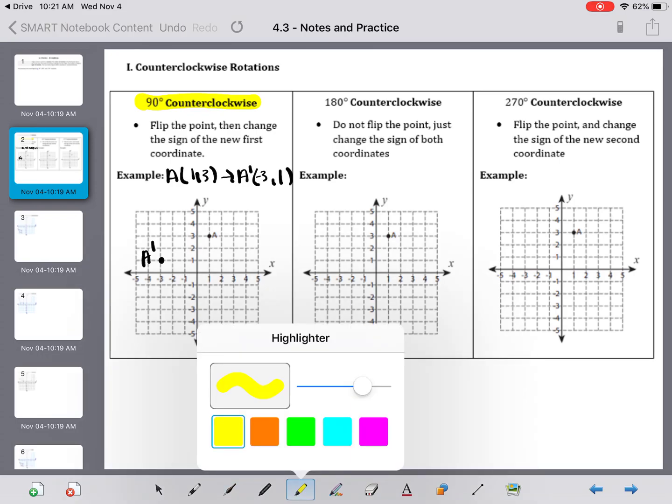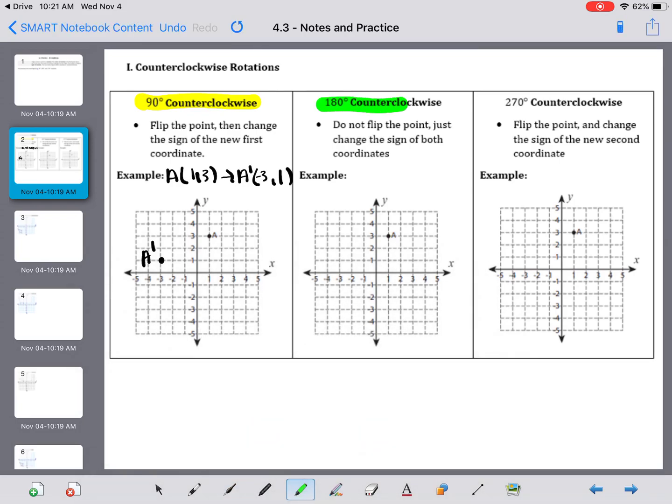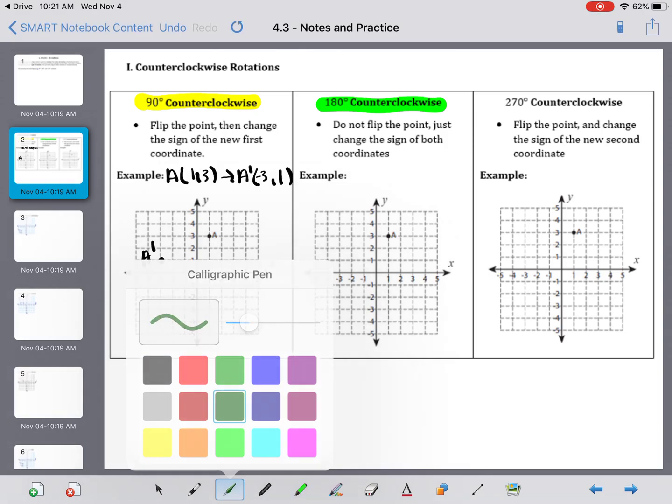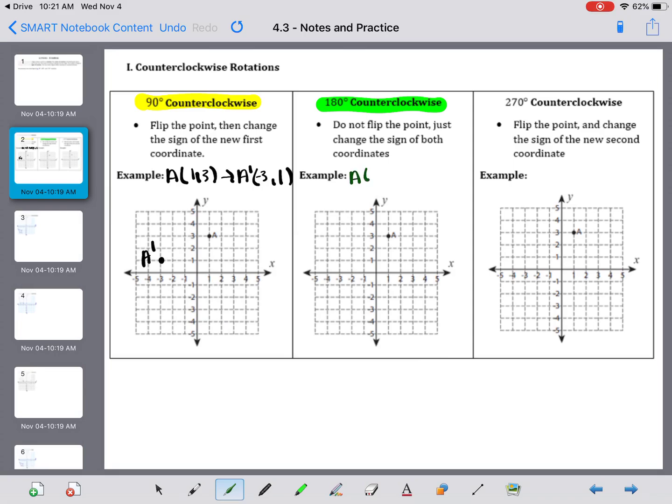For 180 degree rotations, you don't flip the point. All you do is just change the signs of both numbers. So A, again, is located at 1, 3. It's the same point as the first one. To rotate A 180 degrees, there's no flip. You just change the sign of both. So the 1 becomes negative and the 3 becomes negative. So A prime is located at negative 1, negative 3.